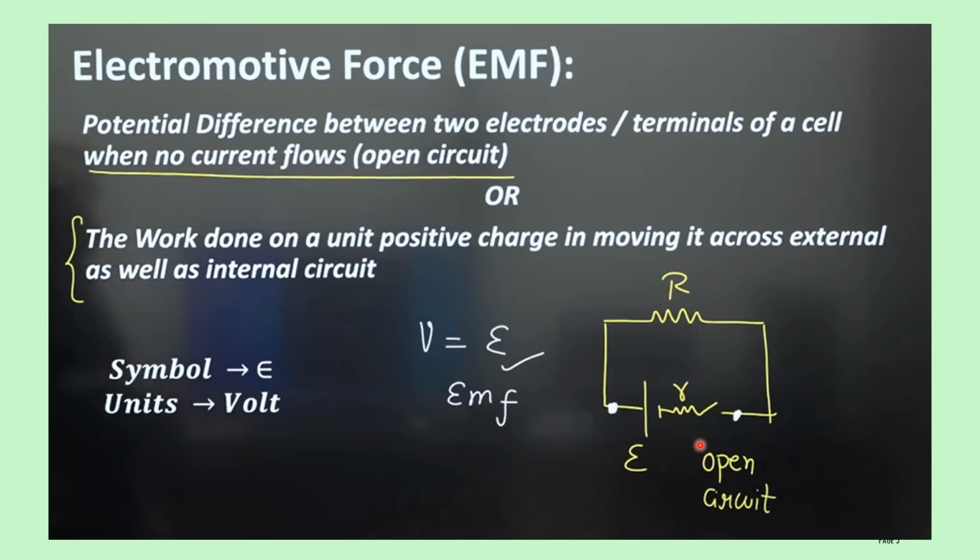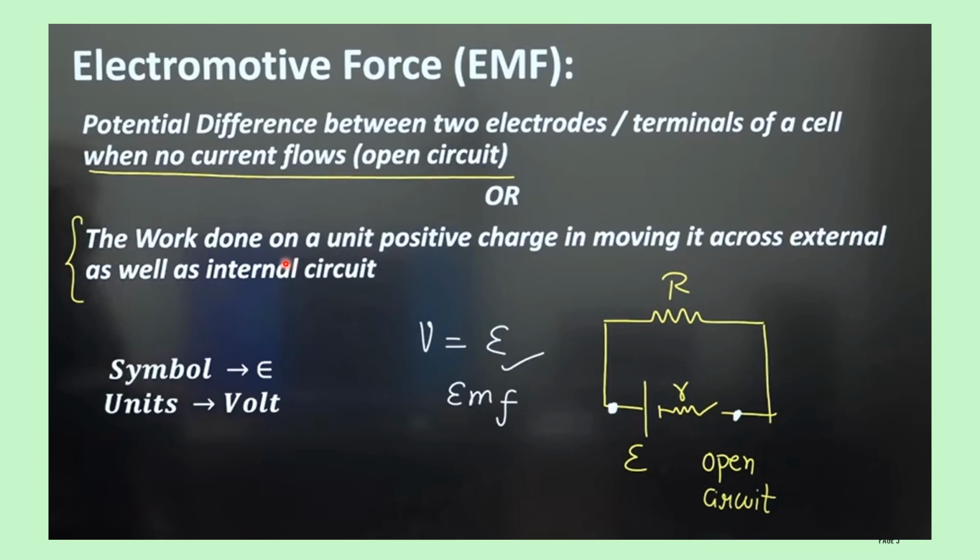When no current flows in the case of an open circuit, then the potential difference across the two terminals of a cell is the EMF. That we will call EMF. It is represented by the symbol E and its unit is volt.